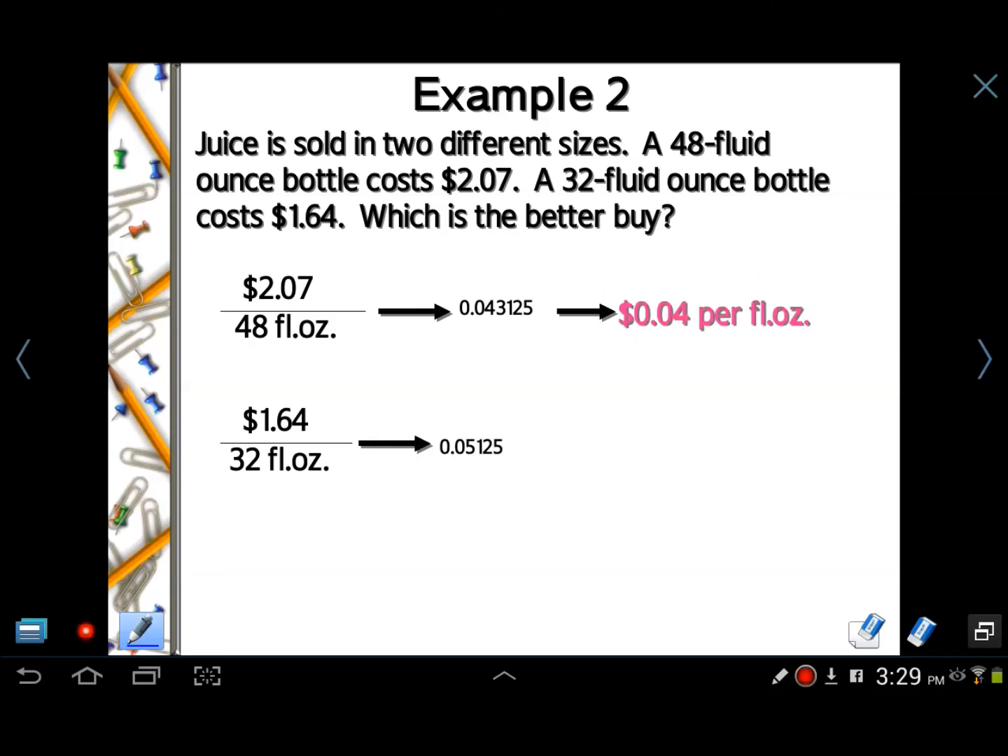The other one, when we do it, we're just looking at the decimal again. And if we're dealing with money, we don't need any more than 2 decimal places. So 5 cents right there. Does that 5 round up? And it does not because it's next to a 1.